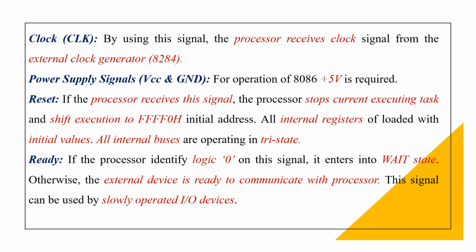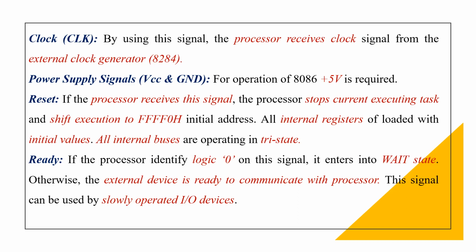And thereafter, power supply signals, VCC and ground. For our 8086, there are 3 signals under this. We have 1 VCC and 2 grounds. For proper operation of the 8086, we require a plus 5 volts power supply, which is connected at VCC. Basically, VCC we can consider as the power entering point of our circuit, and GND, that means the ground, we consider as the power leaving point from our circuit.